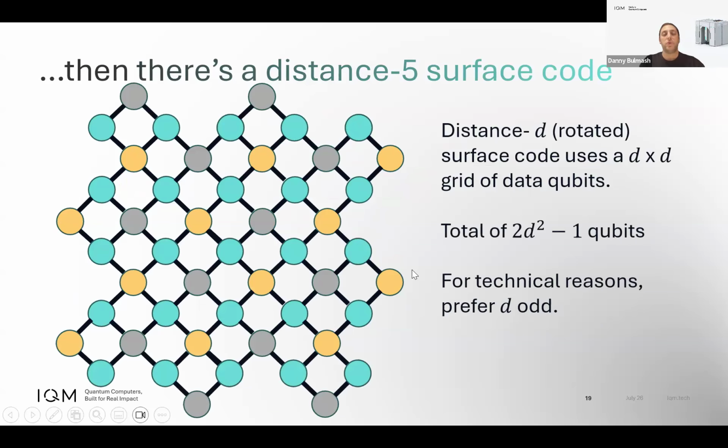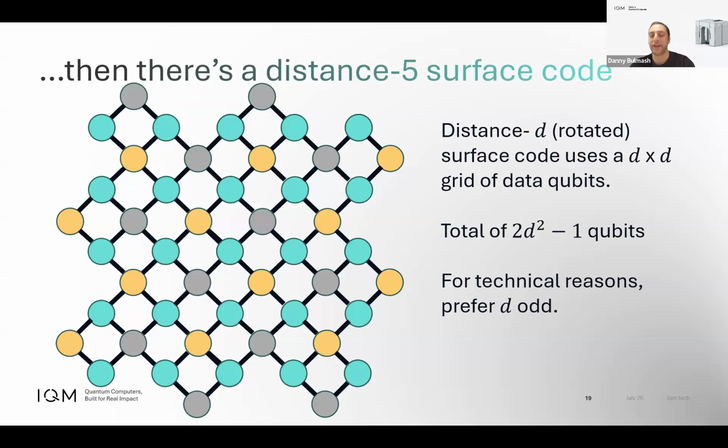So this is actually a full family of surface codes, right? For any distance d, we can write down a surface code. And as we saw yesterday, when you use more qubits in your code, you tend to get better error correction performance. And that's what happens with the surface code as well.